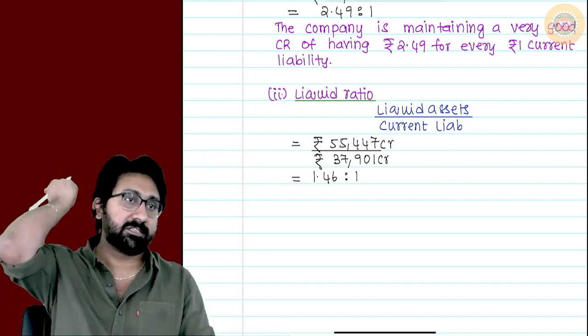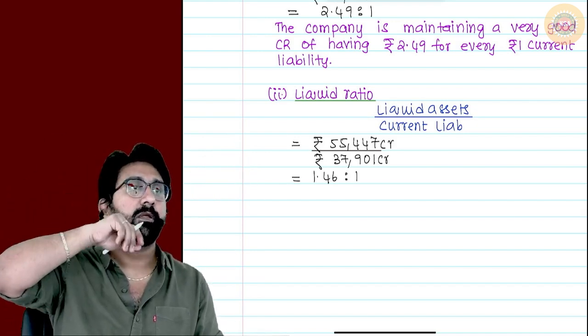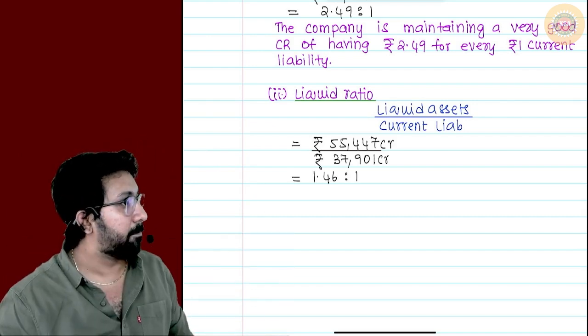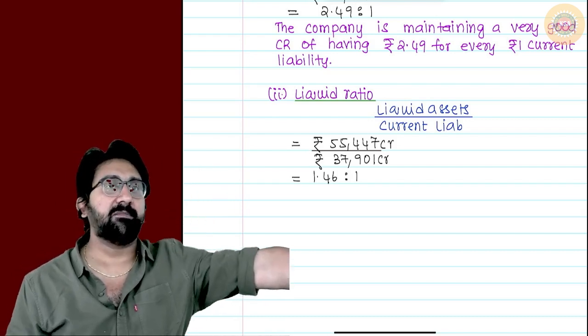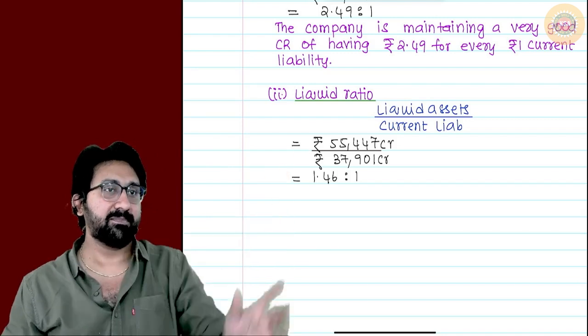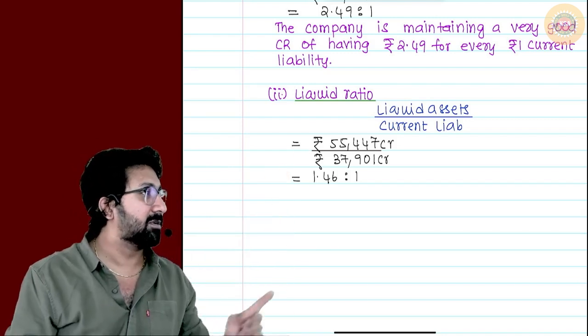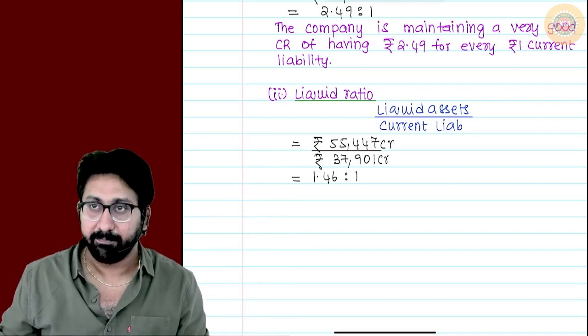Fantastic company this is, because even in the liquid ratio we require how much ratio? But they are maintaining how much? 1.46 is to 1. That means for every 1 rupee of current liability standing at the doorstep, cash I can throw from the left hand. Take this and go. How much amount can they pay? 1.46. That's the capacity of that company.